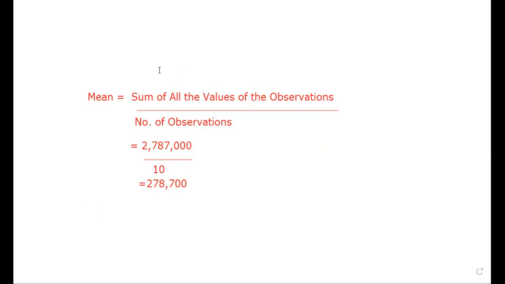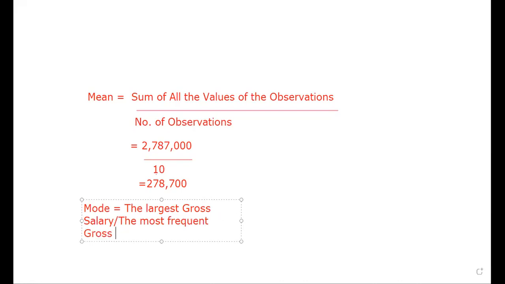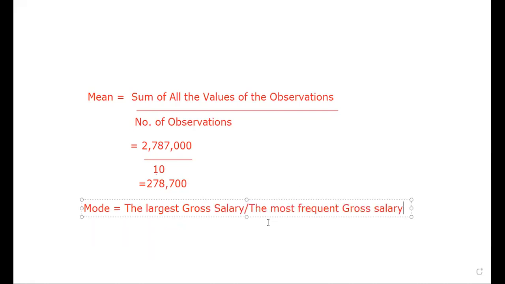The next one is mod. Mod, we do not have a formula, but we know it is the largest value. Largest should be the largest gross salary. Gross salary, of course, you have to indicate that. If it is not the largest, then it is the most frequent gross salary. So you simply use inspection in this case. Just inspect.